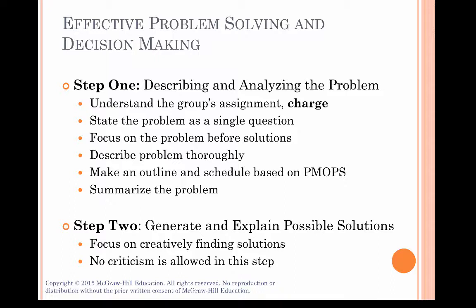Don't forget that someone should be listing all the solutions people come up with, and at this point there should be absolutely no criticism of any potential solution, no matter what you personally think of it. However, you can certainly ask someone to explain or clarify a solution they propose so that you understand it better. But at no point during this step does anyone give their opinion of whether they think a solution will work or not.